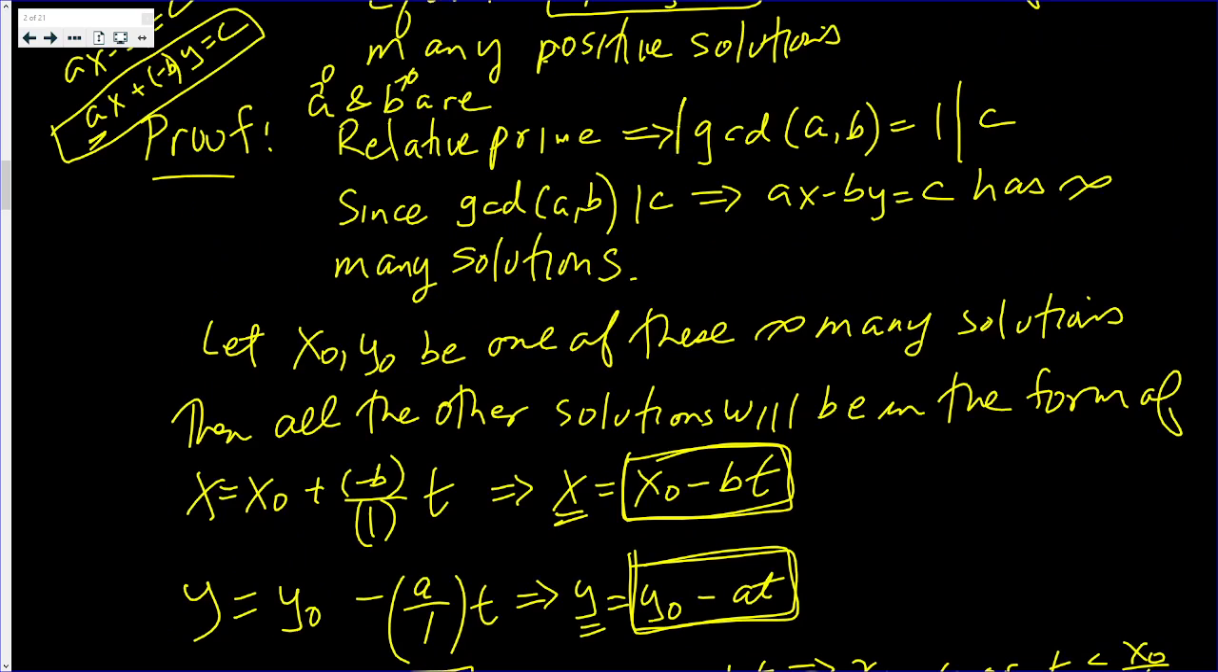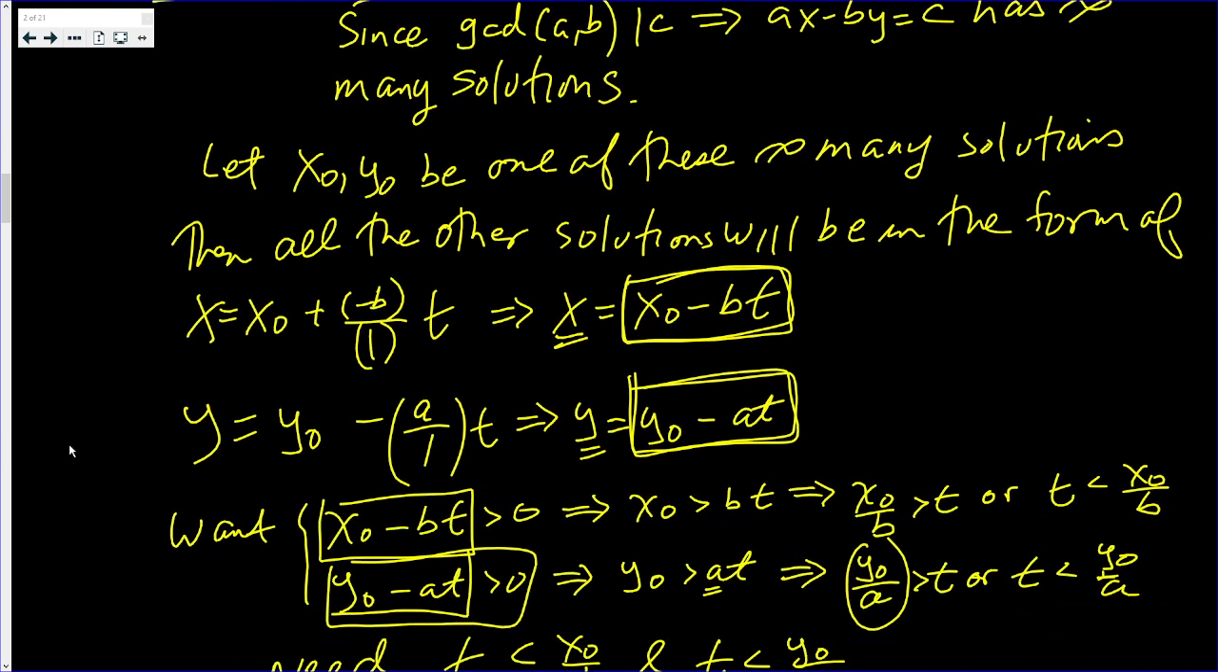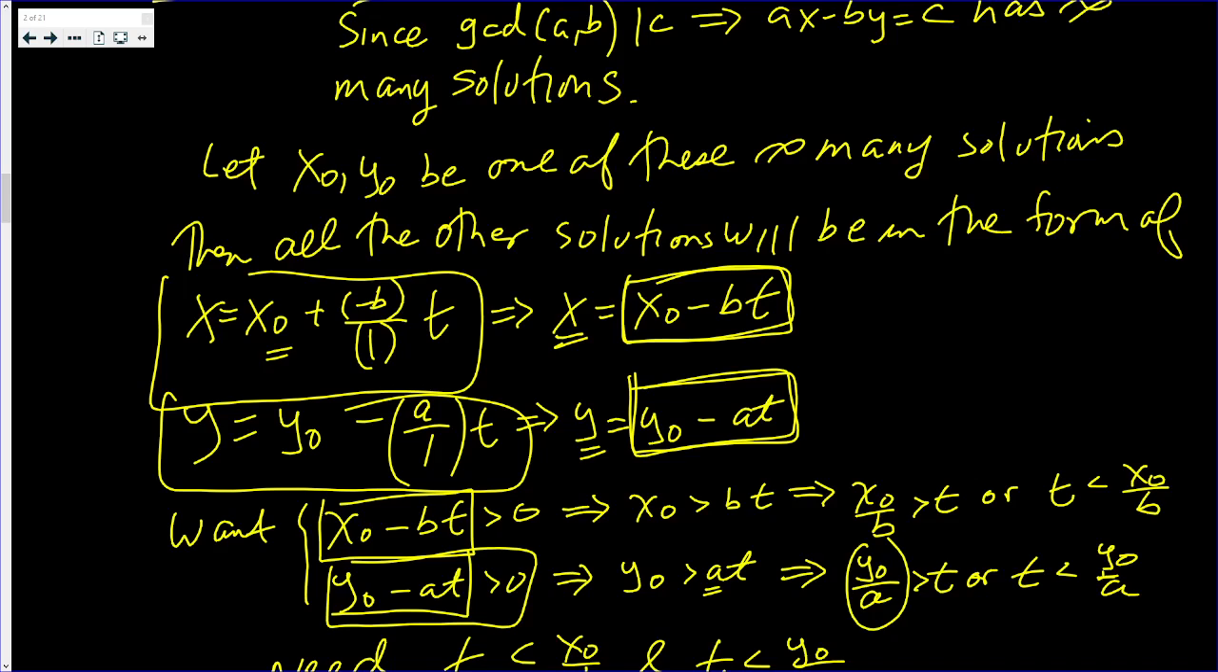I use the fact that the GCD of a and b equals 1 implies that it divides the c in the Diophantine equation, and relatively prime implies the GCD is 1. And then I use the fact that if you're given a solution like x0 and y0, all other solutions, like x and y, are in this form.